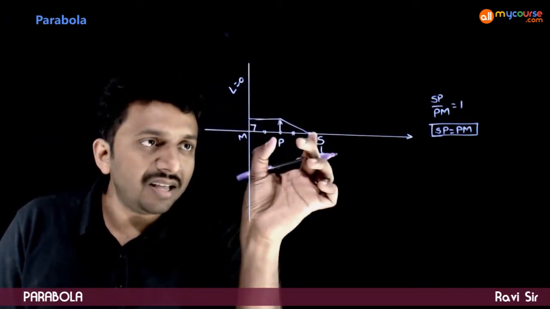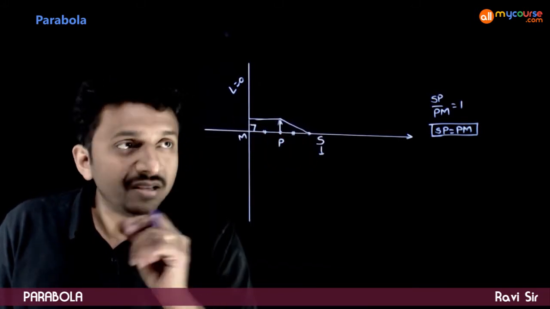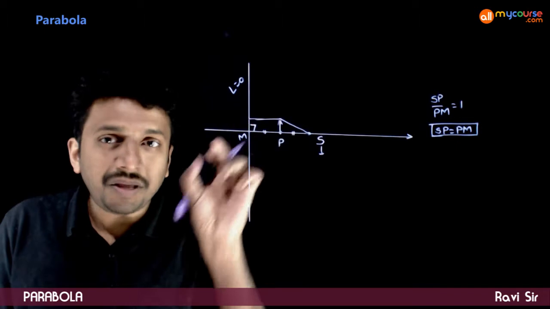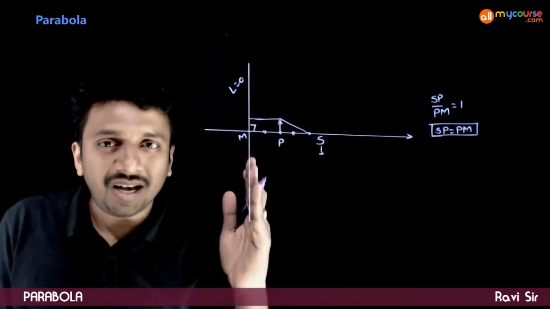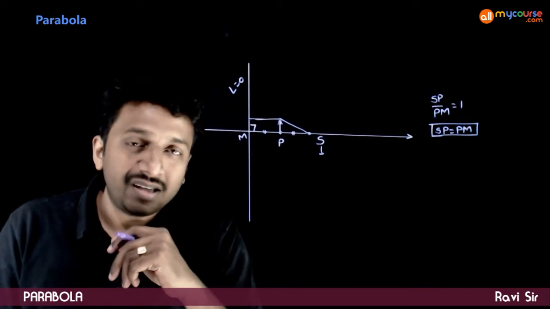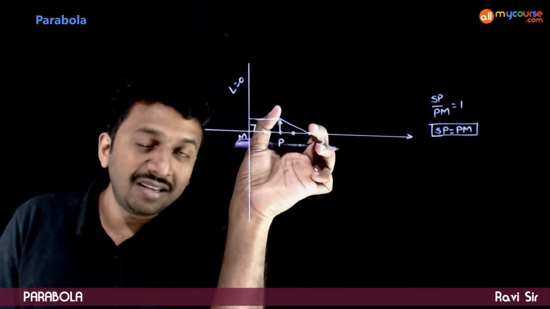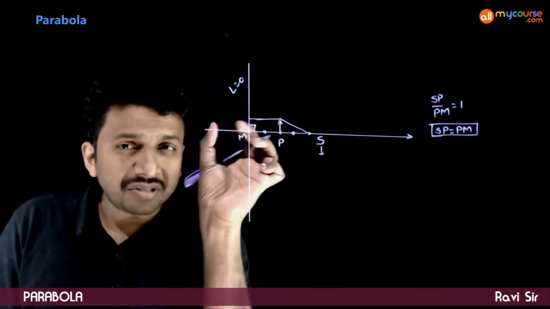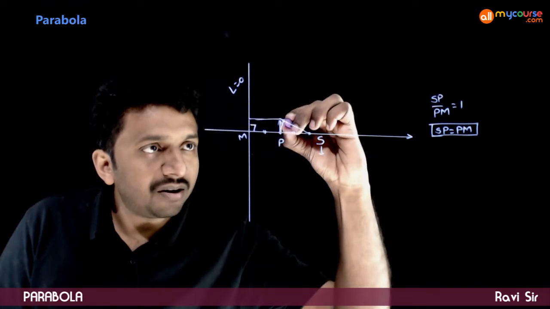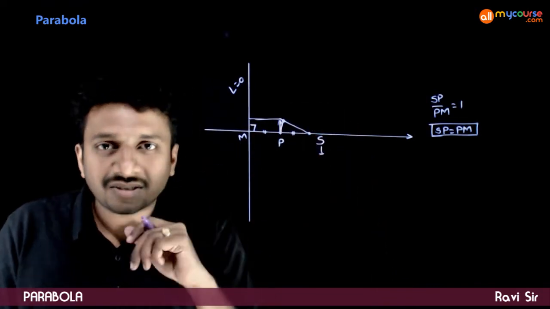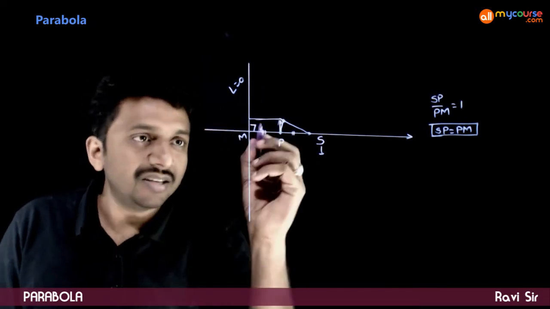So as you can see, this distance increases and this distance does not increase. So the equality of SP and PM gets disturbed. That means the path is not completely vertical. So how should the path move? As you go up, obviously this length increases. So this length also has to slightly increase. So you get a point somewhere towards the focus. You have to go towards the focus and away from the directrix.